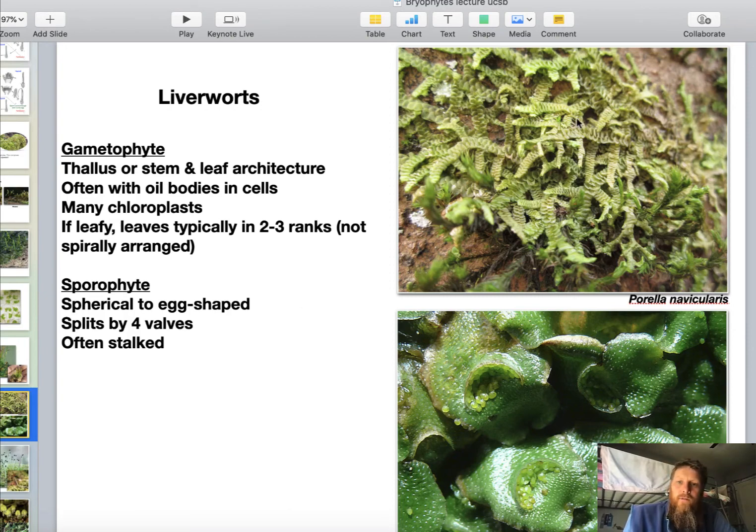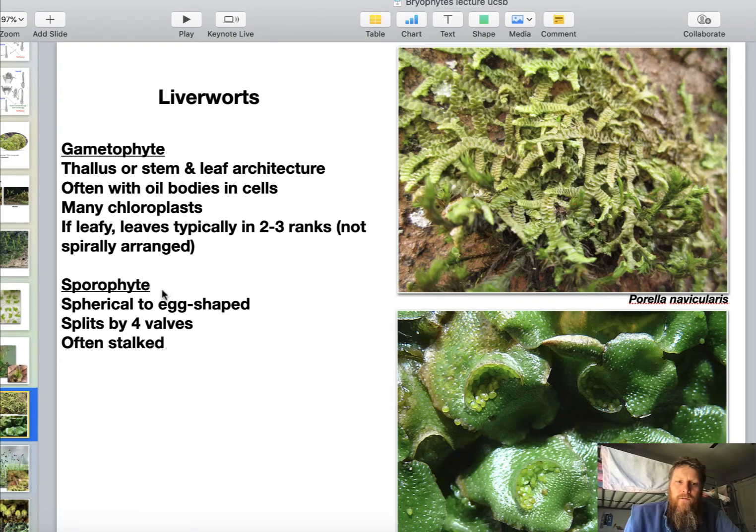And then for the stem and leaf morphology that you might confuse with a moss, the leafy ones typically have 2 to 3 longitudinal ranks or rows of leaves going down the stem, and so they're not spiraling like in a moss. Mosses are arranged just like in regular plants, where in most cases the leaves kind of spiral down the stem.